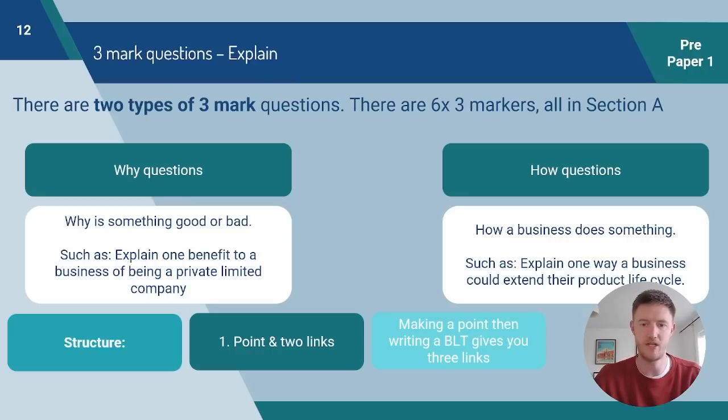You get a knowledge mark for that. You get some understanding marks for your 2 links. So if you do a BLT after your point, then that would give you 3. So it just means you've got that little bit of a buffer, just in case one of them isn't so strong.